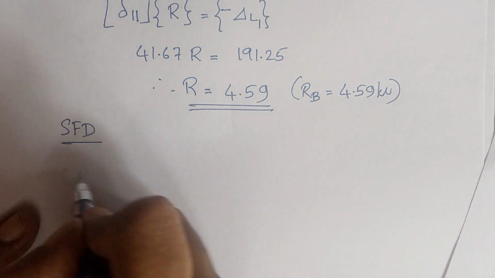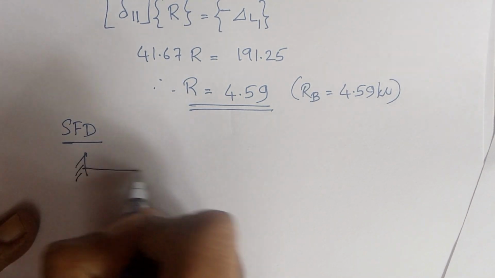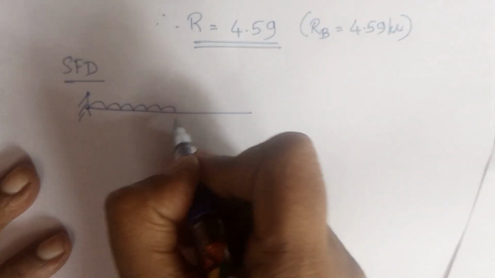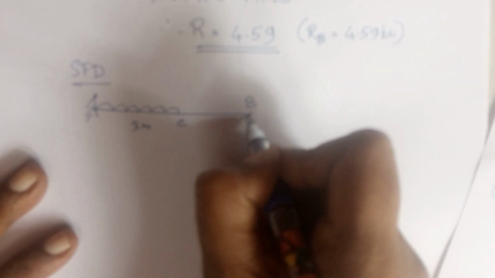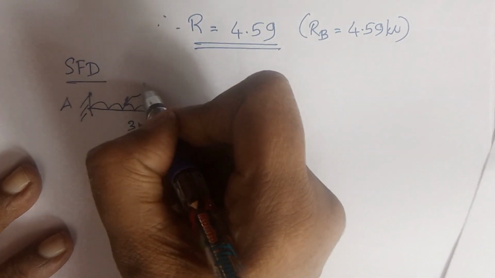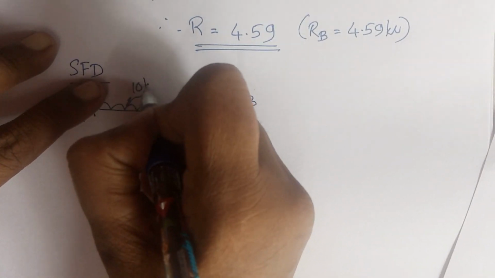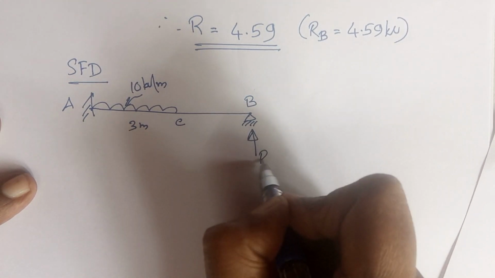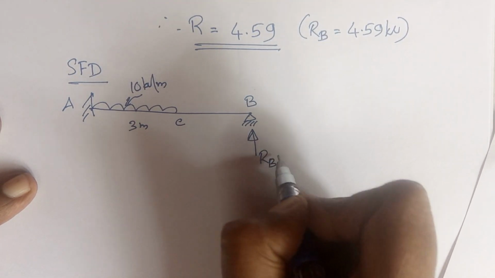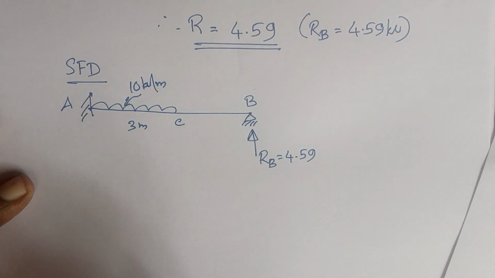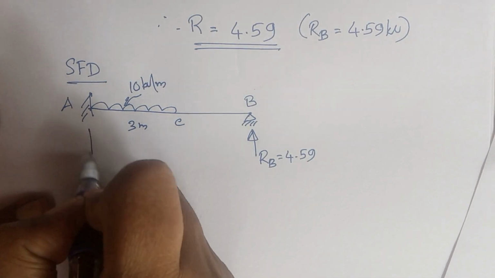So come to the original beam. This is our beam, point C. This is point B. This was a hinge. This was the original question. This load is 10 kilonewton per meter. Now we got this value of RB as 4.59.